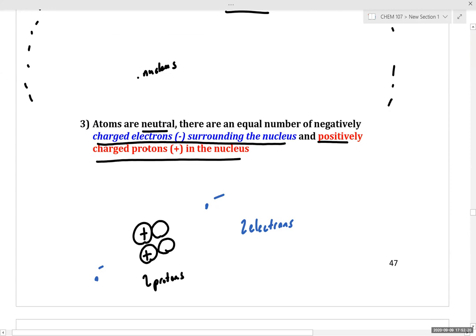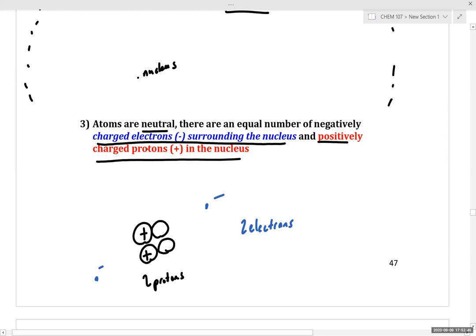So for a neutral atom, we will have an equal number of protons in the nucleus and electrons surrounding the nucleus. Any questions for these tenets of Rutherford nuclear theory?